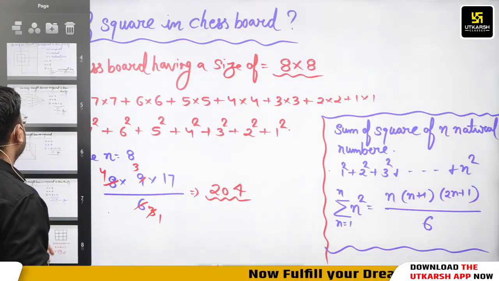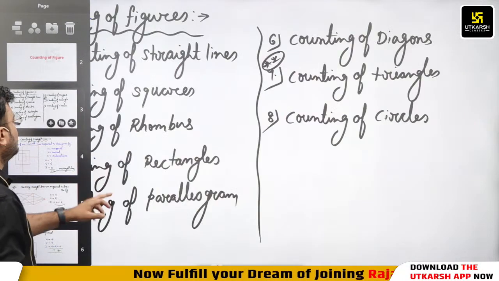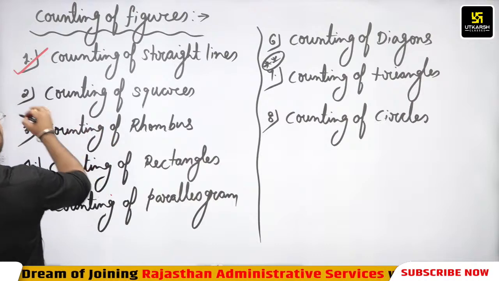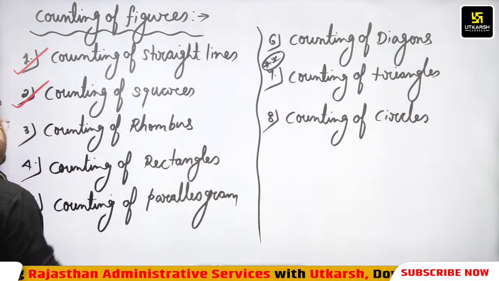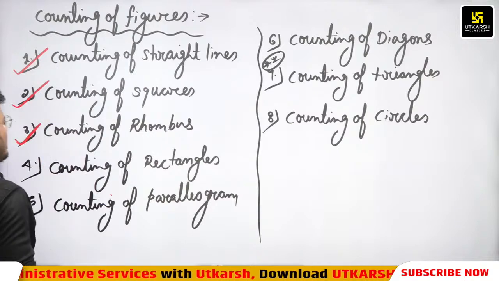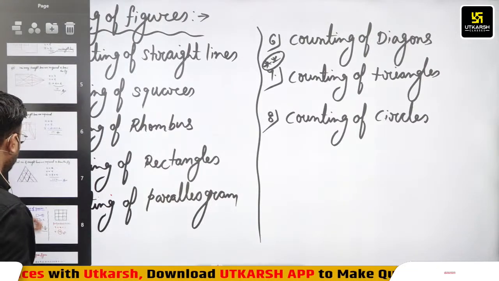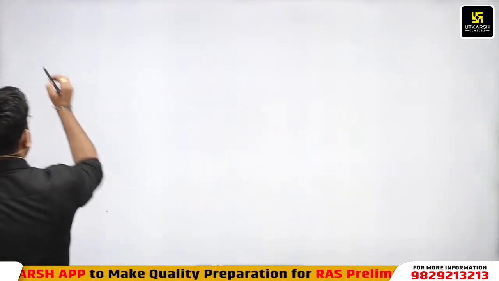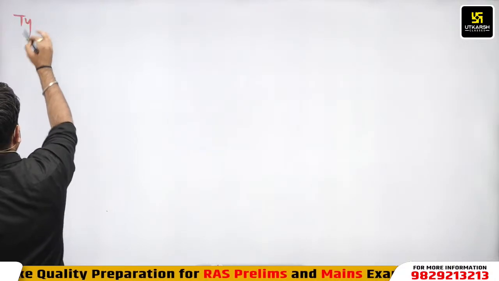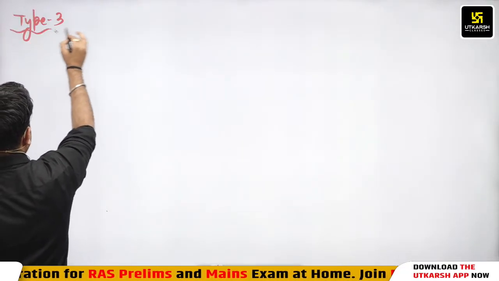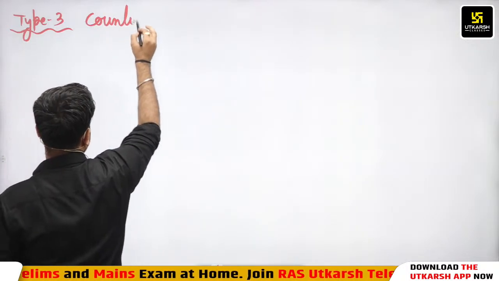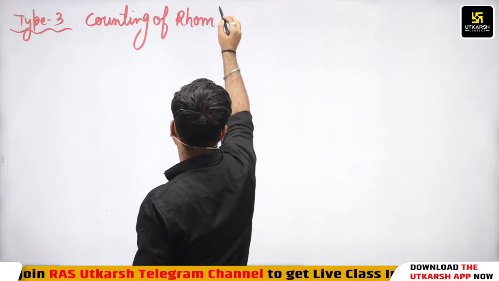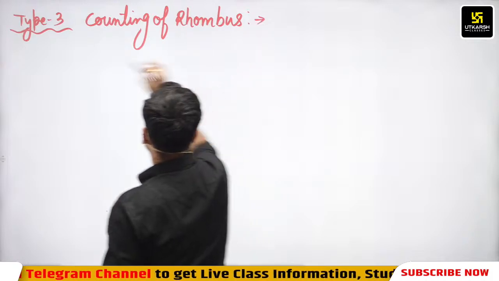And we are going to discuss the third part, that is counting of rhombus. As you know, we studied counting of straight lines and counting of squares. Now we are going to study counting of rhombus. So the first question that comes to mind: what is a rhombus? Type number 3, counting of rhombus.